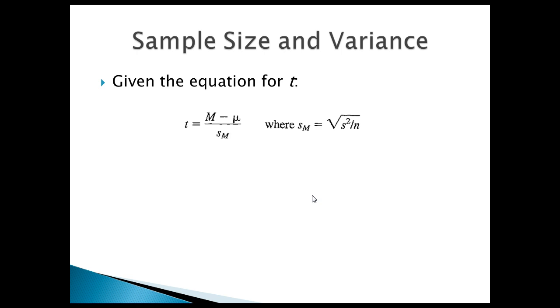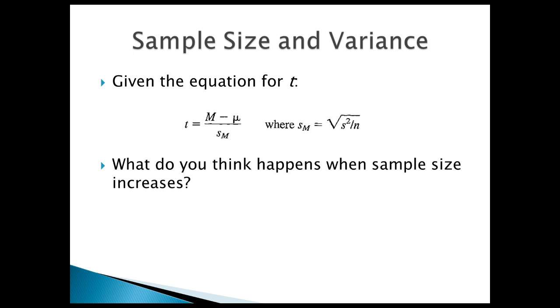Sample size and variance. Given the equation for t, just to review, it's t equals M minus mu over estimated standard error, where estimated standard error equals the square root of variance over n, or otherwise stated as standard deviation over square root of n.